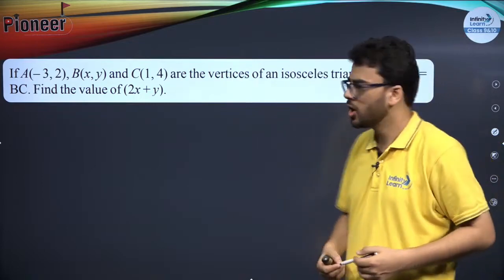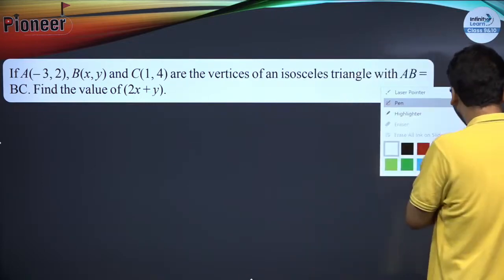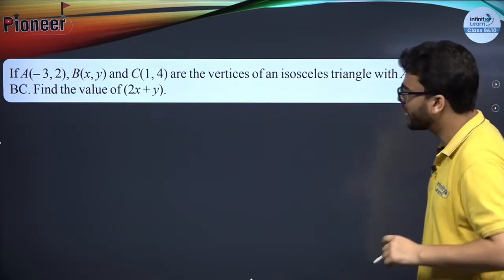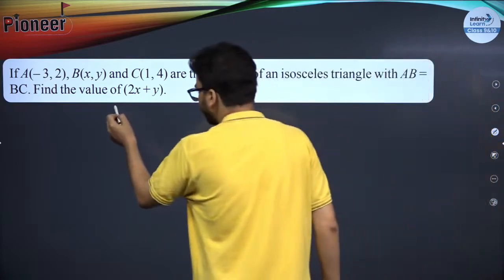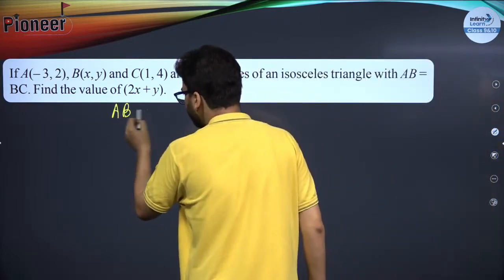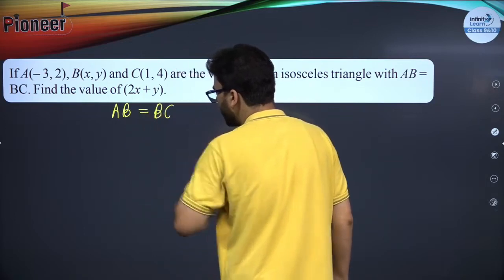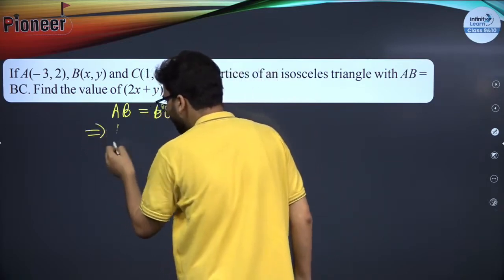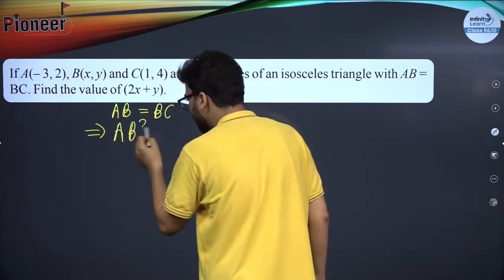Okay. So basically it is given in the question that it is an isosceles triangle with AB is equal to BC. AB is equal to BC is already given to you. Now guys, in the first step only, can I square on both the sides?